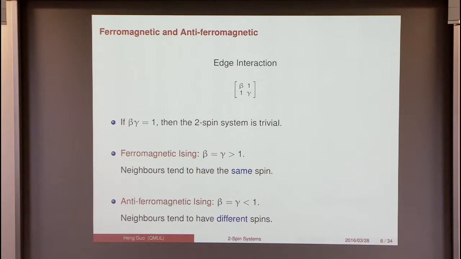And more generally, we have ferromagnetic or anti-ferromagnetic interaction. For example, for Ising, that means beta equals gamma larger than 1, or beta equals gamma less than 1. When it is ferromagnetic, in a typical configuration, neighbors tend to have the same spin, because their weight is larger than 1 if they are equal. So the diagonal is larger than the anti-diagonal. And the anti-ferro case is the reverse: neighbors tend to have different spins. For the more general case, we distinguish depending on whether beta times gamma is larger than 1 or not. Okay.